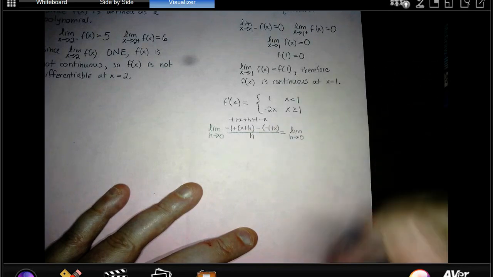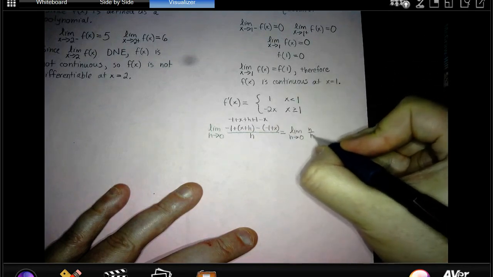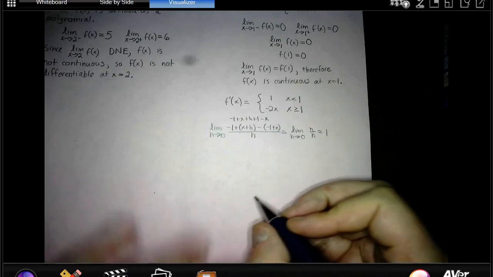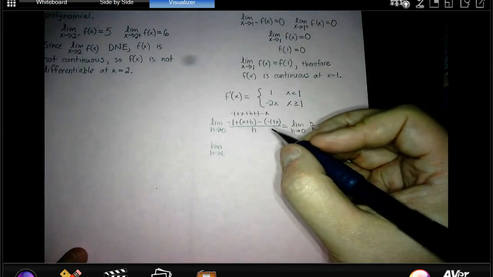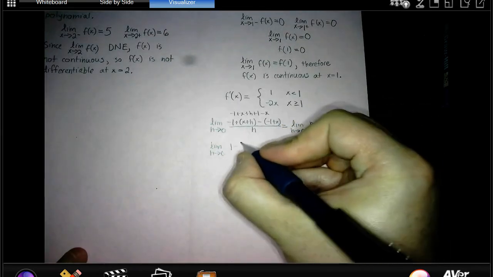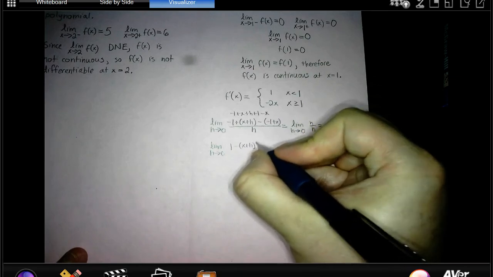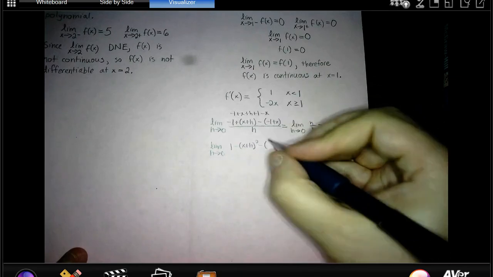So I do f of x plus h, which is, as I've written, negative 1 plus the quantity x plus h, minus f of x, negative 1 plus x. Distributing negative signs, combining like terms. That gives us h over h. H over h is 1. The limit as h approaches 0 of 1 is 1.